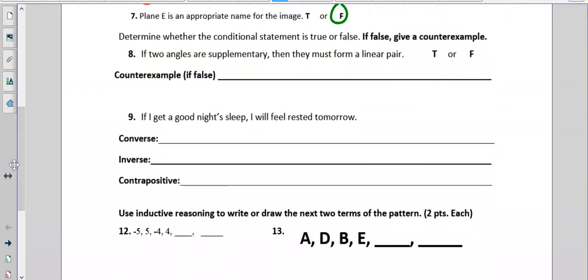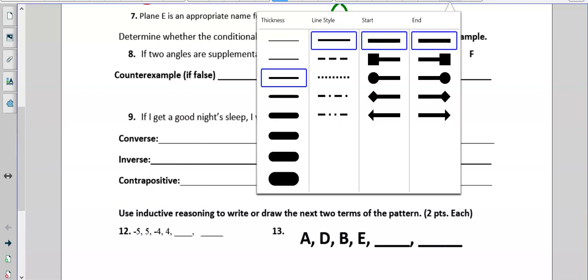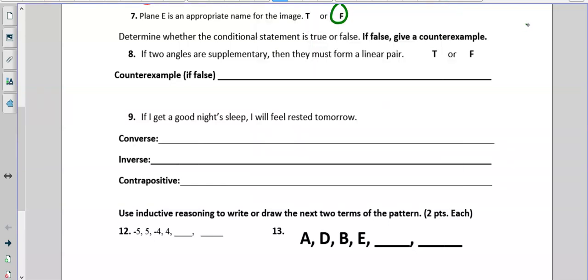Determine whether the conditional statement is true or false. If false, give a counterexample. All right? So if two angles are supplementary, which means they add up to 180, they must form a linear pair. That is false.